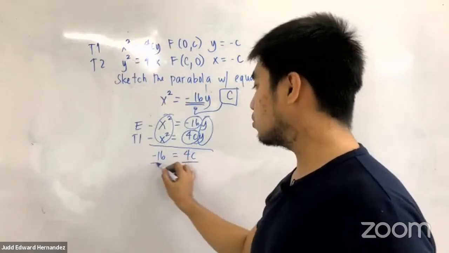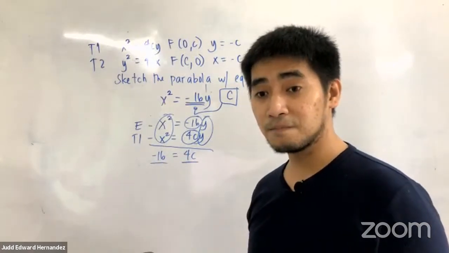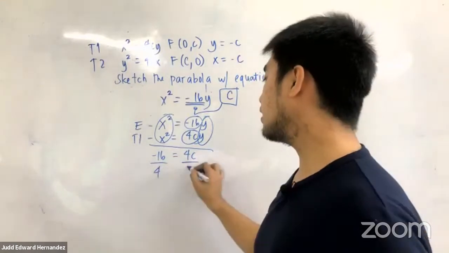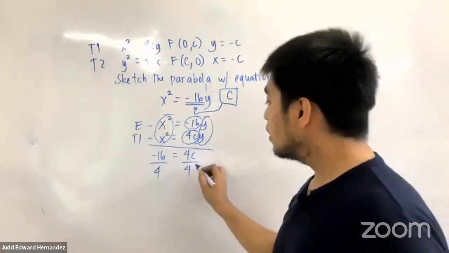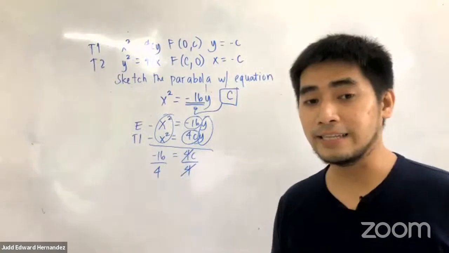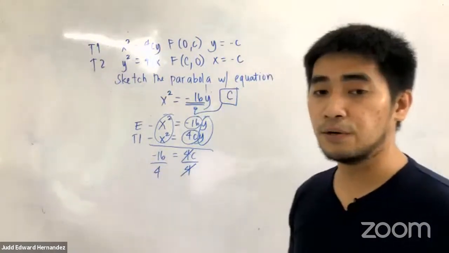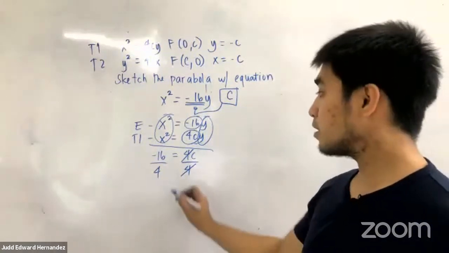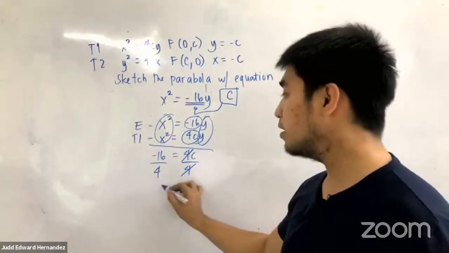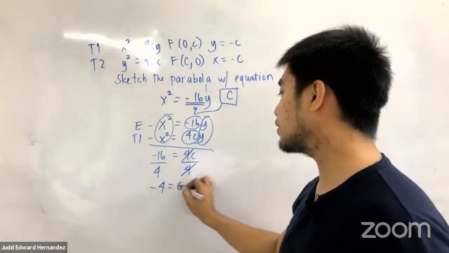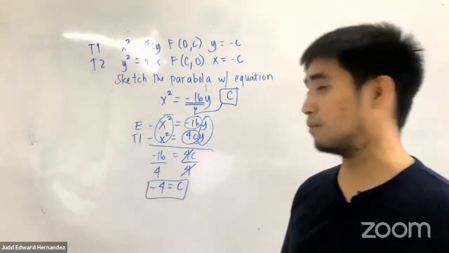Therefore, we divide both sides by 4. Not negative 4, but by 4. 4 divided by 4 cancel. What is negative 16 over 4? That is negative 4. Therefore, the value of C now is equal to negative 4.